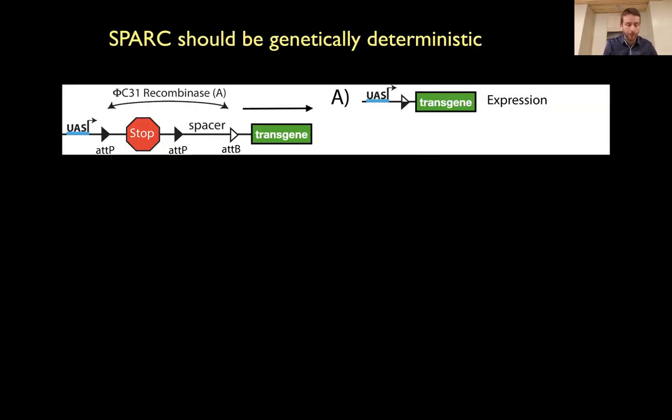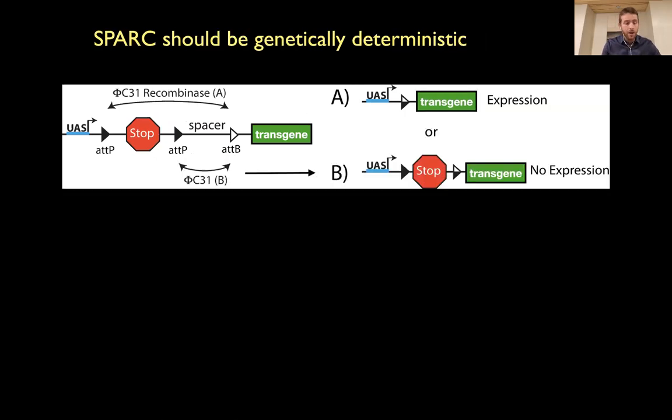And here's another way of looking at this. In SPARC, you get the recombination event here on the top, and it will get expression of your transgene. But as you can see, there's a catch. I added an extra attP sequence in this construct. And what this does is effectively sets up a competition in this construct where Phi-C31 has two options, reaction A shown above or reaction B shown below.